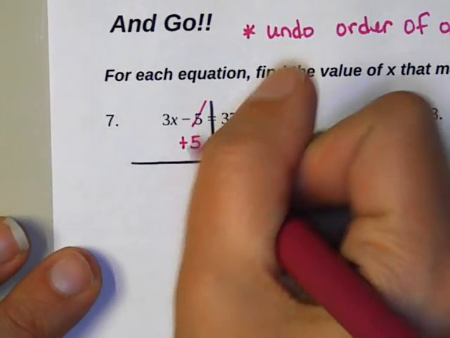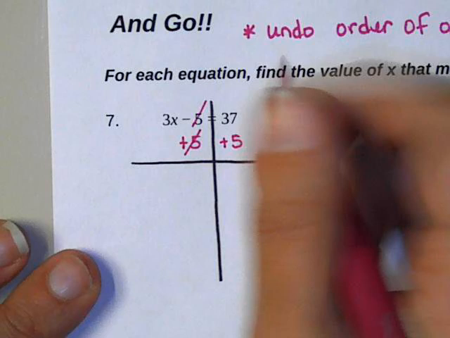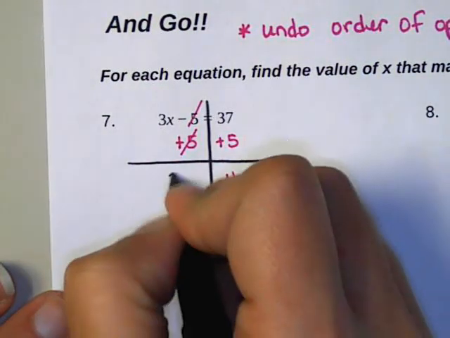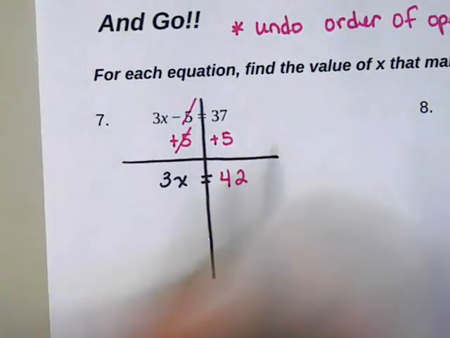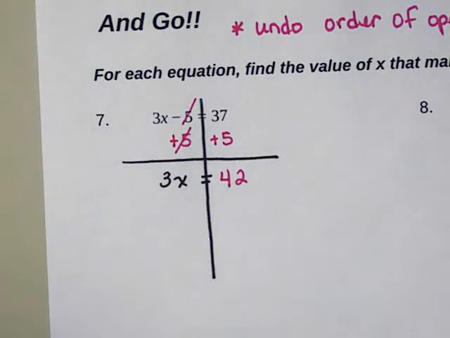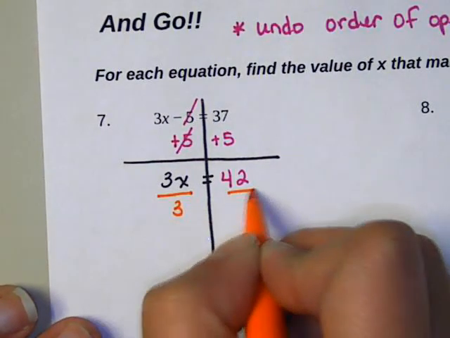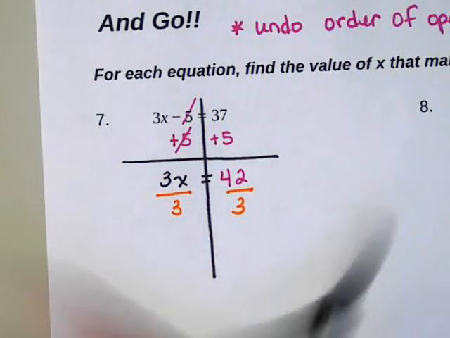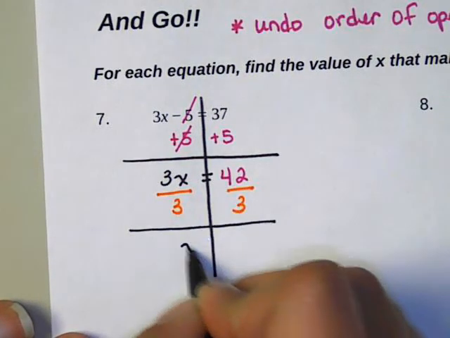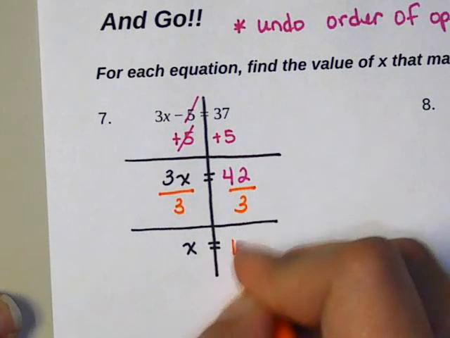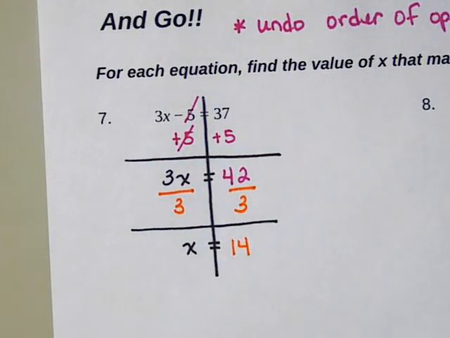So the 5's here cancel, and 37 plus 5 gives me 42. On the left-hand side, I have 3x. The next step is to undo the multiplying and dividing. So since the opposite of multiplication is division, I'm going to divide by 3 on both sides, which means I get x equals 42 divided by 3, which is 14. So that's what I would call a pretty traditional solving problem.